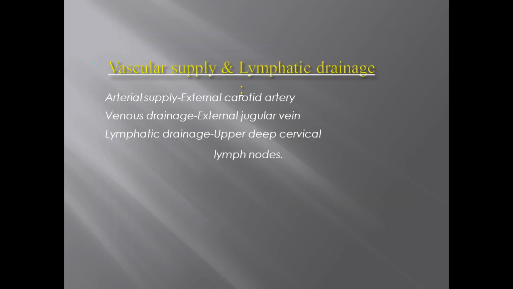Coming on to the vascular supply and the lymphatic drainage. Arterial supply is through the external carotid artery, venous drainage is by the external jugular vein, and lymphatic drainage is to the upper deep cervical lymph nodes.